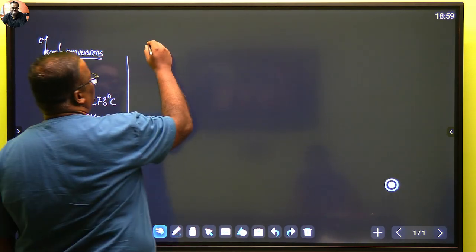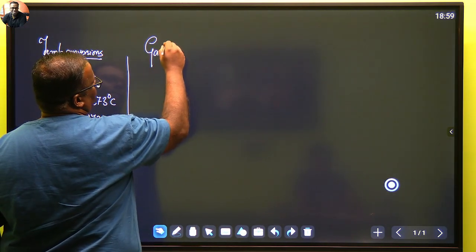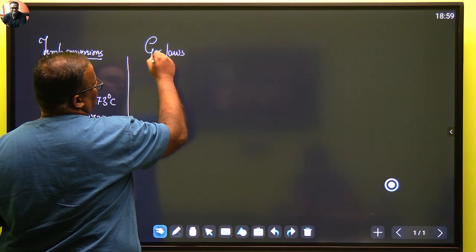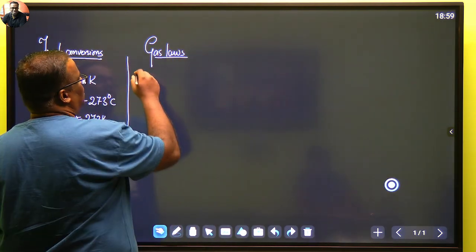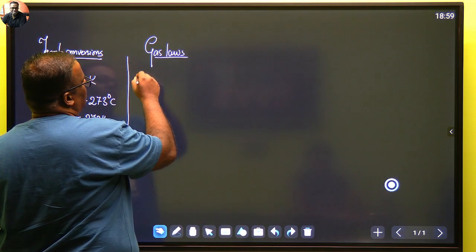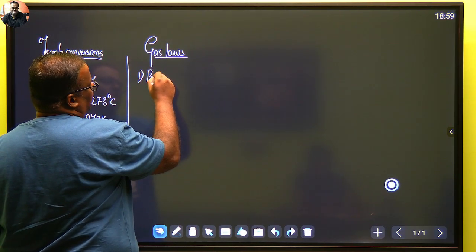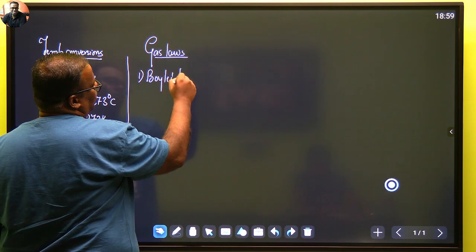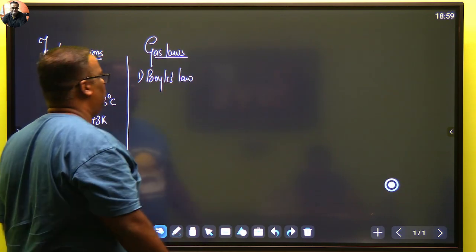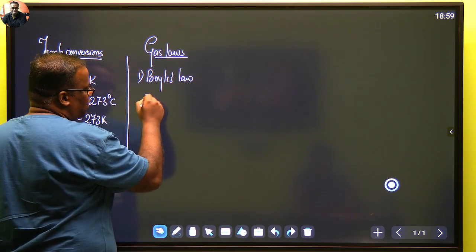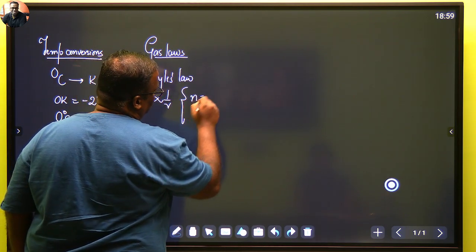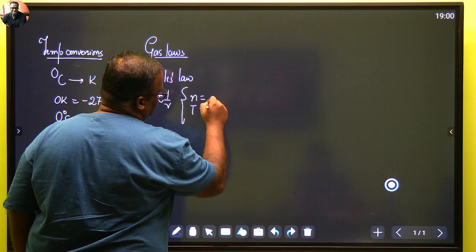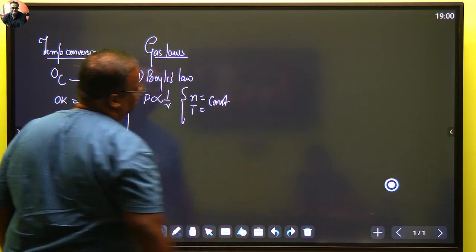After that, we went to our gas laws. And one law I am still to explain to you. While your book does not take the name, they say that this is the law which connects pressure and volume. So this law is known as Boyle's law. What does Boyle's law tell you? Boyle's law tells me that pressure is inversely proportional to volume as long as the number of moles and the temperature are kept constant. Easy to understand.